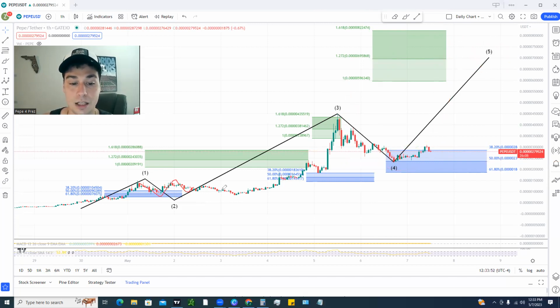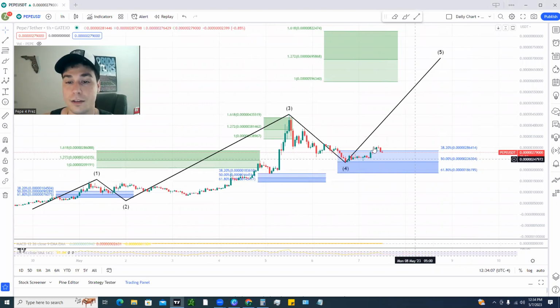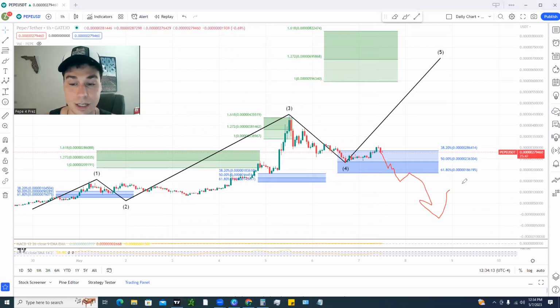Remember, we could consolidate like we did over here for a very long time before we see the next strong push to the upside. So keep that in mind. And if we break below this level right here, which is going to be 0.00001861, if we end up flipping that to resistance from support, and we break below, retest, that's how we could potentially see a reversal and a big downwards move coming in Pepe.